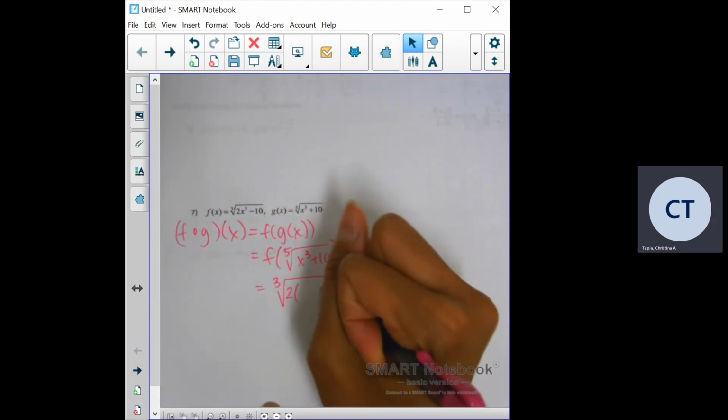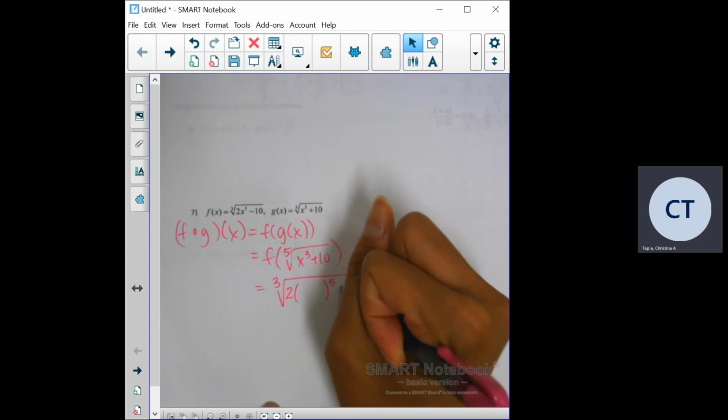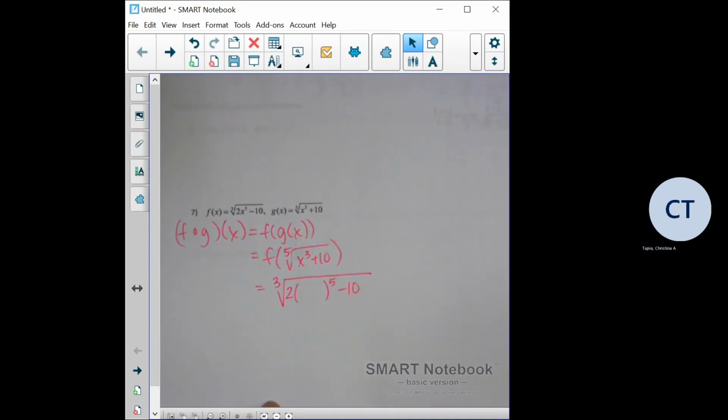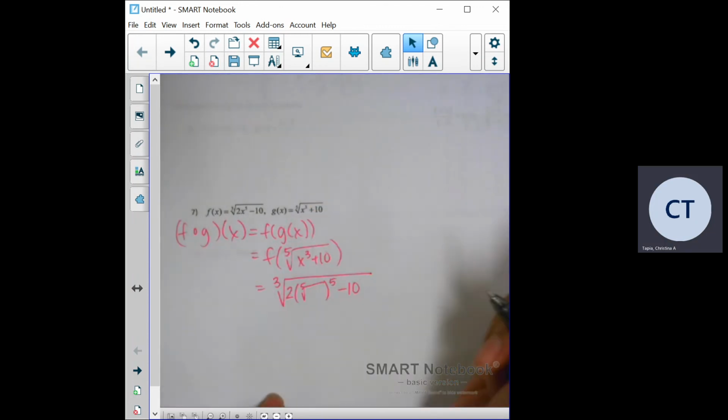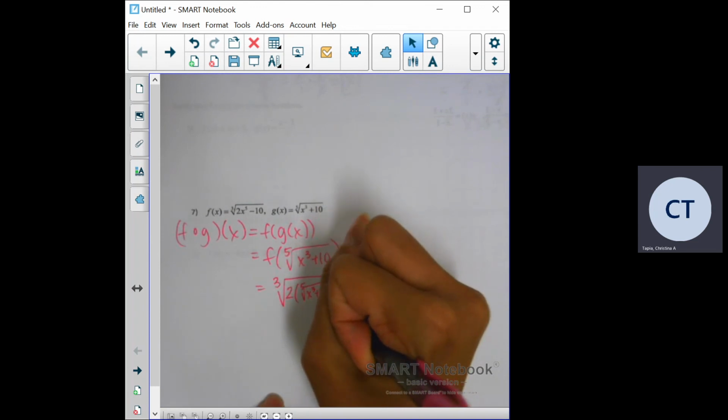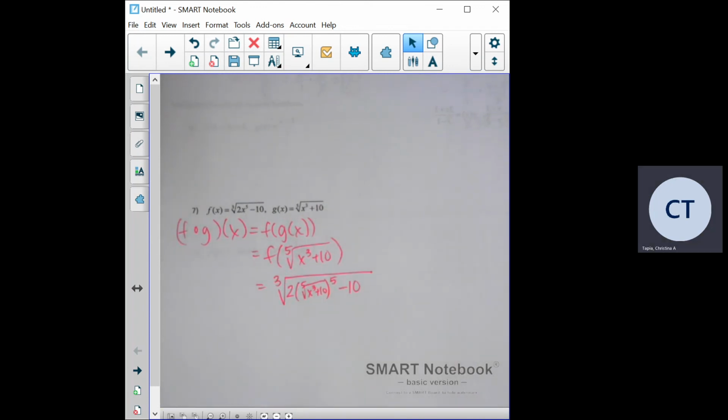So 2 parentheses for x, raise it to the fifth power, minus 10. Some students might find it easier to actually rewrite this as kind of like a skeleton before you plug in numbers. So I have all of this. I'm going to substitute in the fifth root of x cubed plus 10. Look carefully at it.